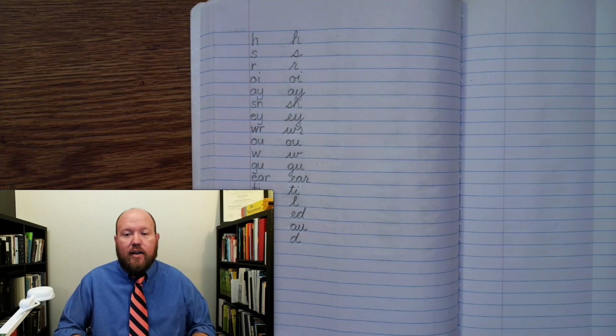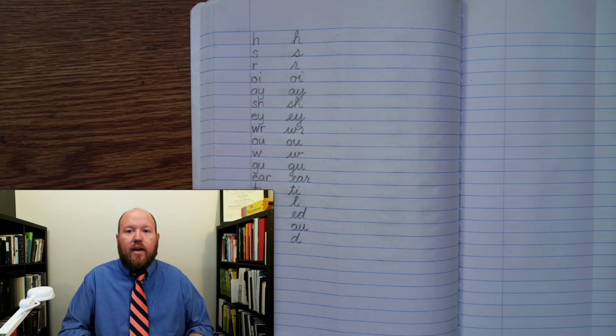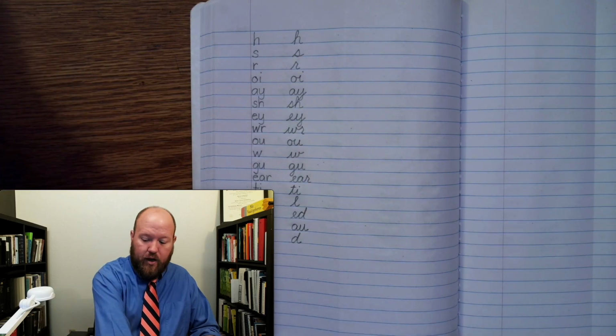If you get it wrong, that's okay. Just put a line through it and write the correct one beside it so you'll know which ones you need to spend extra time studying. Now I will write it twice. I'll write it first in manuscript for first and second grade, and then in cursive for third through fifth. All right, here we go.